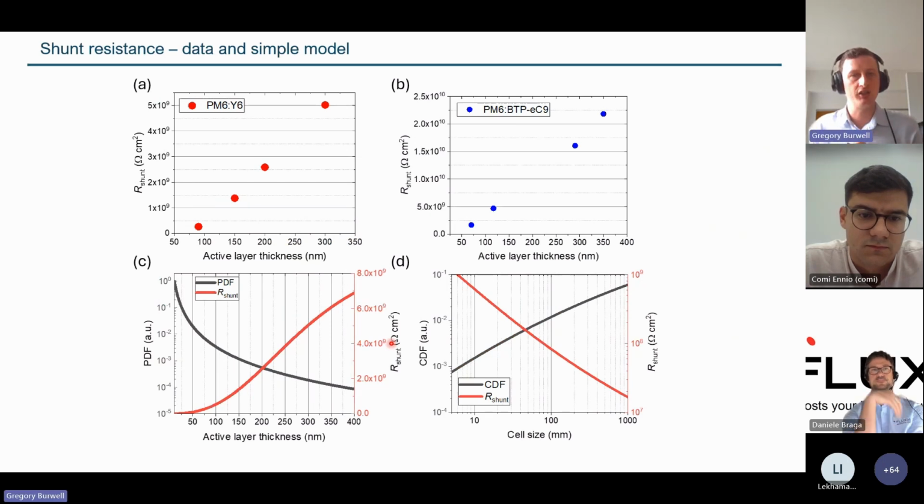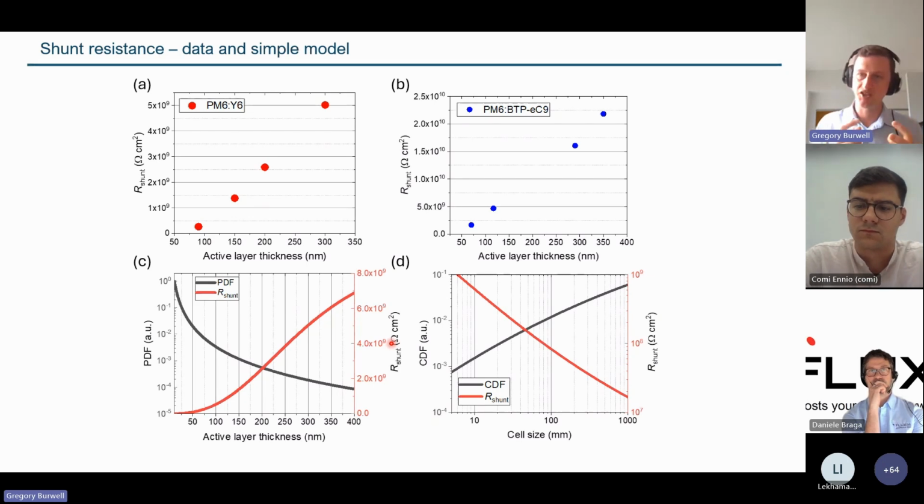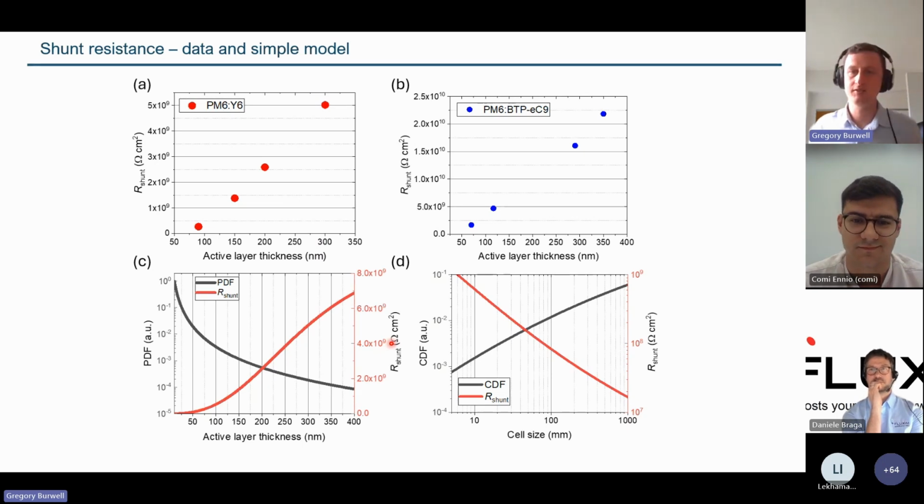One thing I've been interested in trying to understand is, physically, how does the specific shunt resistance scale as a function of size when you change different parameters of a device? In panels A and B, we can see some data from real systems that were fabricated with different active layer thicknesses. These are PM6:Y6 and PM6:BTP-EC9 devices, and we can track the average shunt resistance from a batch of devices. You can see intuitively that the thicker the active layer, the higher the specific shunt resistance of that device. And here's a specific model in panels C and D that tries to explain some of that.